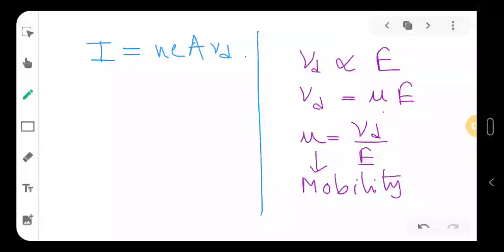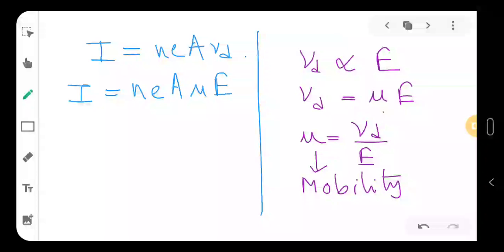Okay. So this is a relationship between Vd and mu. So I can introduce this relation here: in NEA, instead of Vd, we are writing mu into E. So this I have gotten from here.